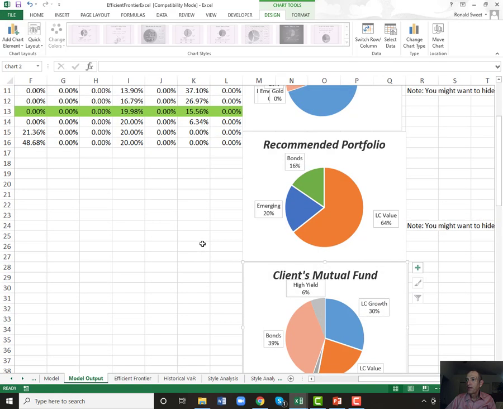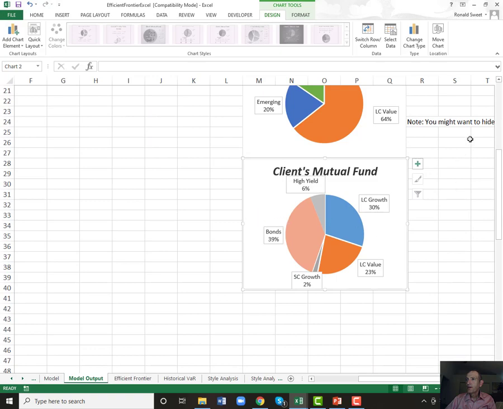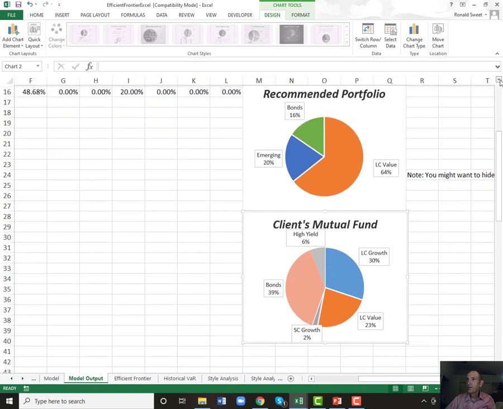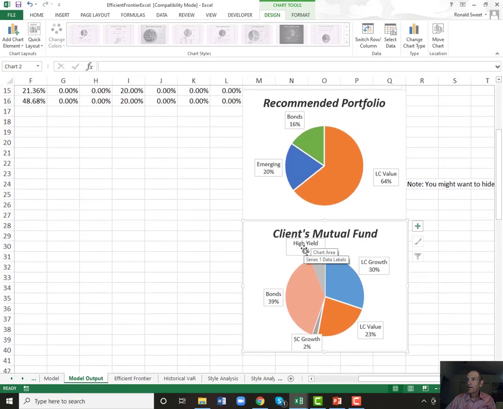All right, so you can now compare the two mutual funds. You can see my high yield is 6 in this client's mutual fund. I have no high yield. Large cap growth is 30. I don't have any growth. Value's 23. Small cap, I don't have any small cap. They have 2%. So I have emerging. They don't have any international at all.